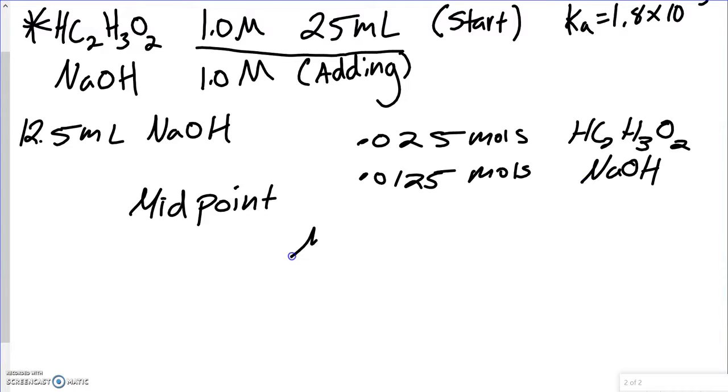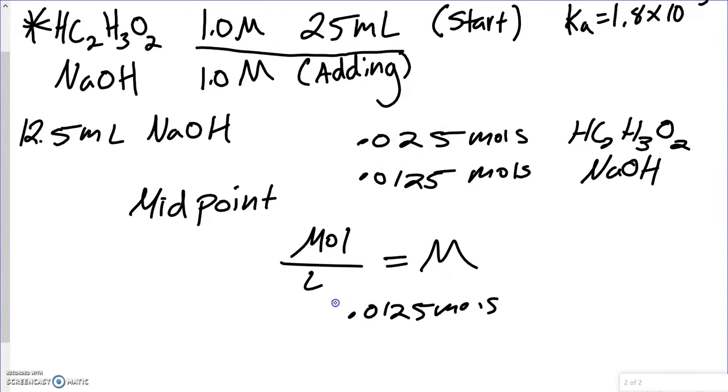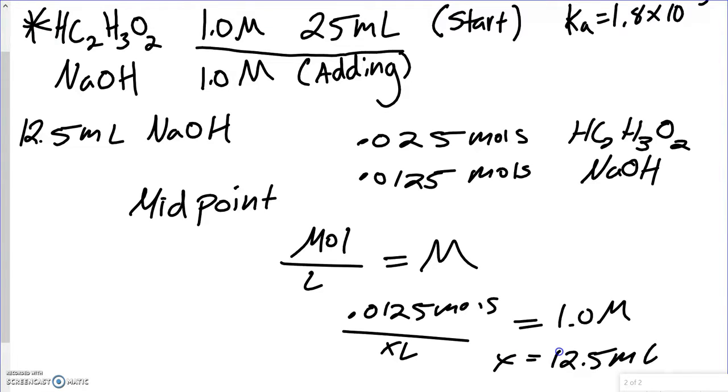Okay? And if you remember back to our molarity, moles over liters equals molarity, well, I'm trying to calculate my volume here, which was this guy here. I already gave it to you, but just to see how it works. So I know I need 0.0125 moles to reach my halfway point, because it's half of my acid, divided by X liters equals a molarity of 1. Solve this out, and our volume ends up being 12.5 milliliters, or 0.0125 liters. You can do the math for yourself and see if that's a true statement. But it is, and this is what we get: 12.5 milliliters of sodium hydroxide is needed to reach the midpoint.